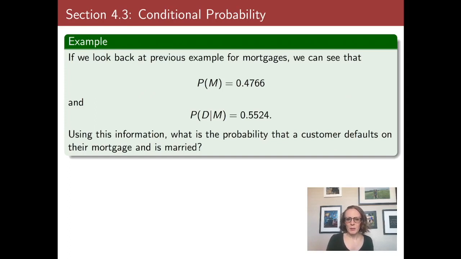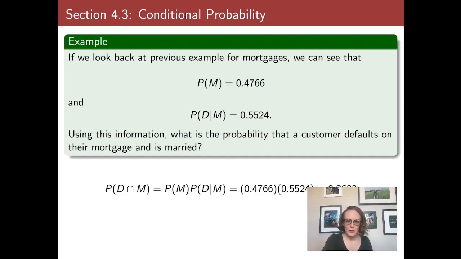So if we look back at that previous example for mortgages, we'd see that the probability that someone was married overall was 0.4766, and the probability that they defaulted given that they're married is about 0.55. And so we could say, if we know these two pieces of information, what's the probability that someone defaults on their mortgage and is married? And so we could use that multiplication law to say the probability of that intersection is the probability they're married multiplied by that conditional probability, and we'd end up getting about 0.26.